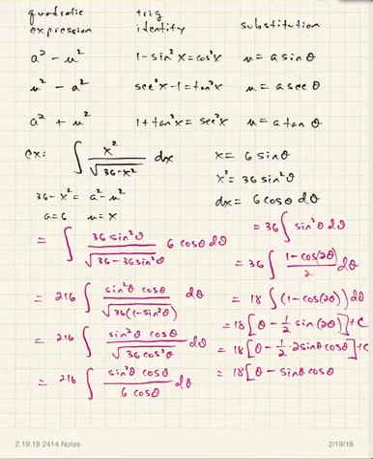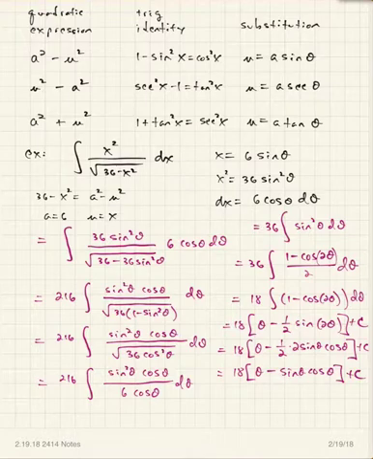Cosine theta, and then plus c. And so now I'm going to use my right triangle trick here to see if I could come up with expressions for theta, for sine theta, and for cosine theta. Okay, so let's go see the next screen here.